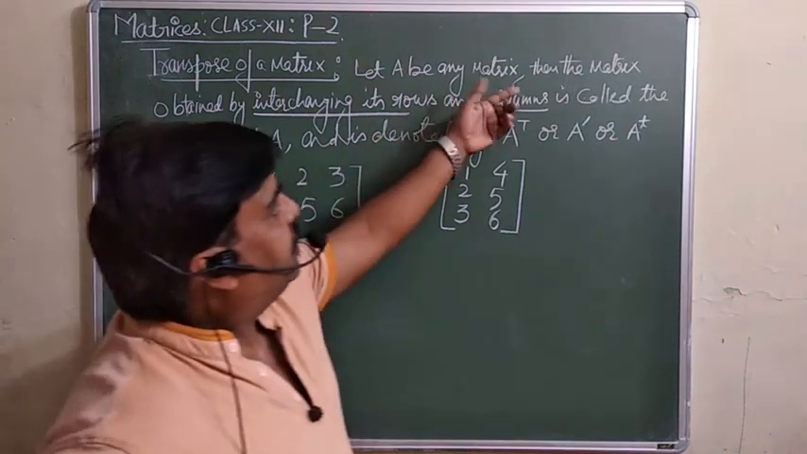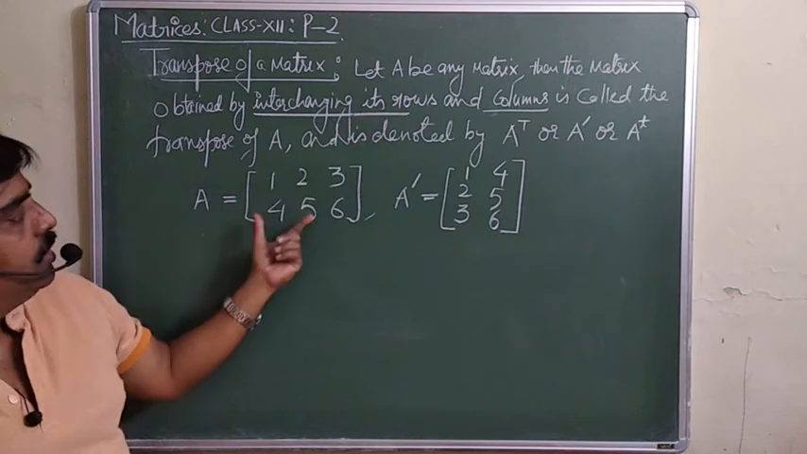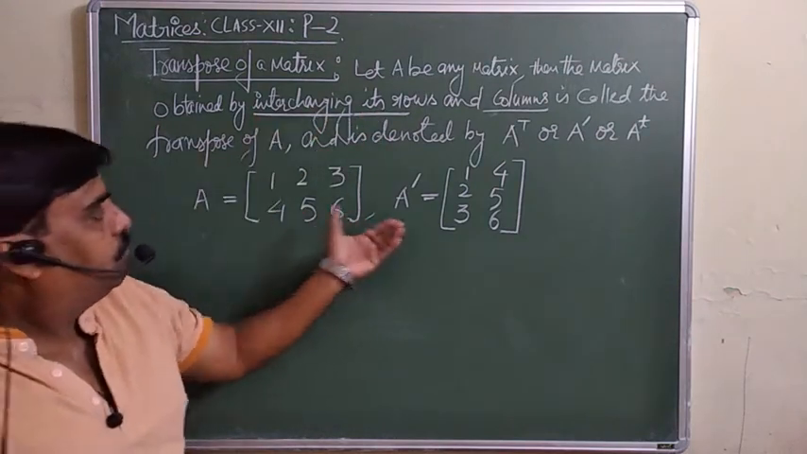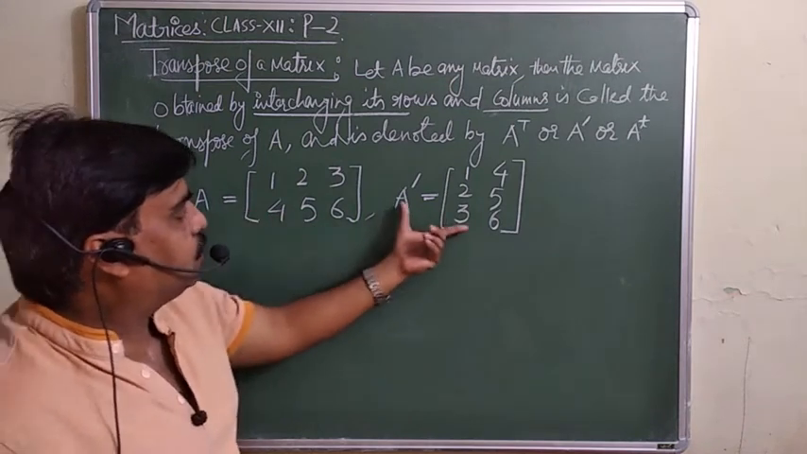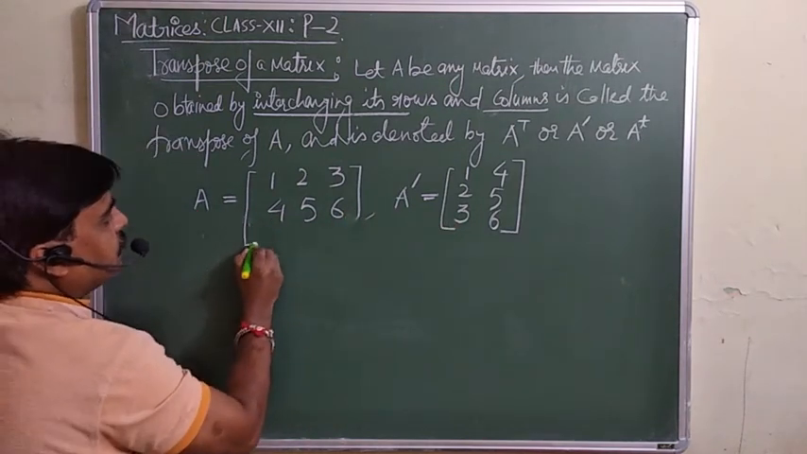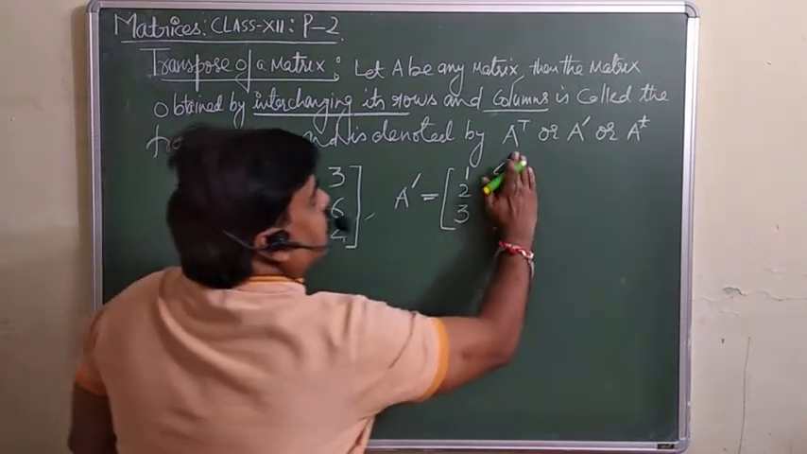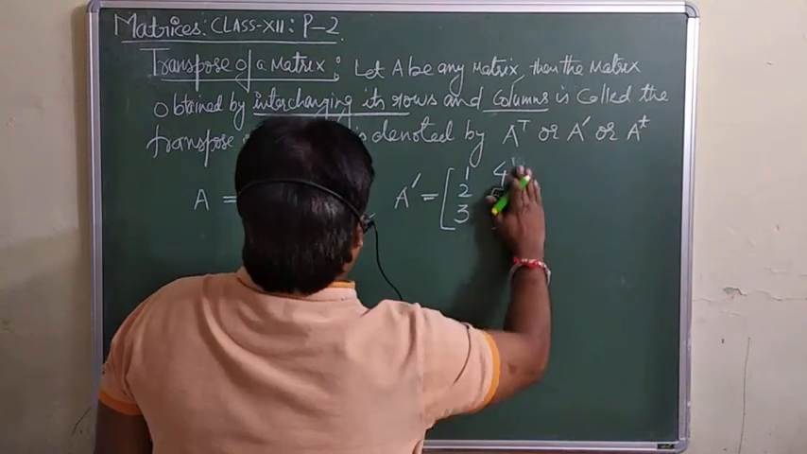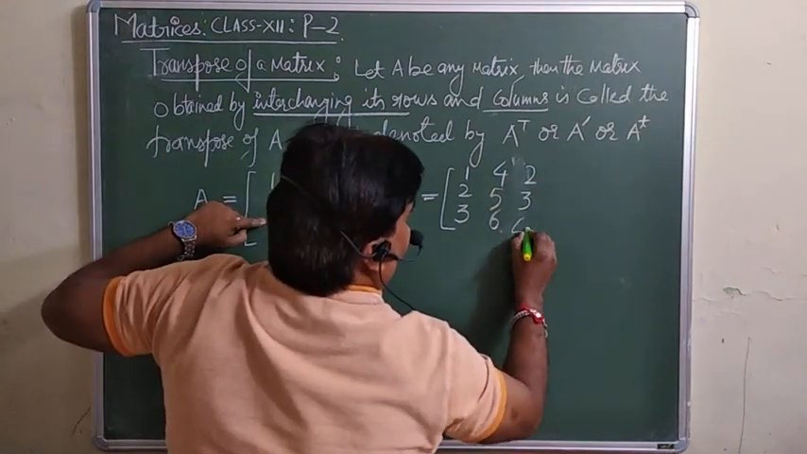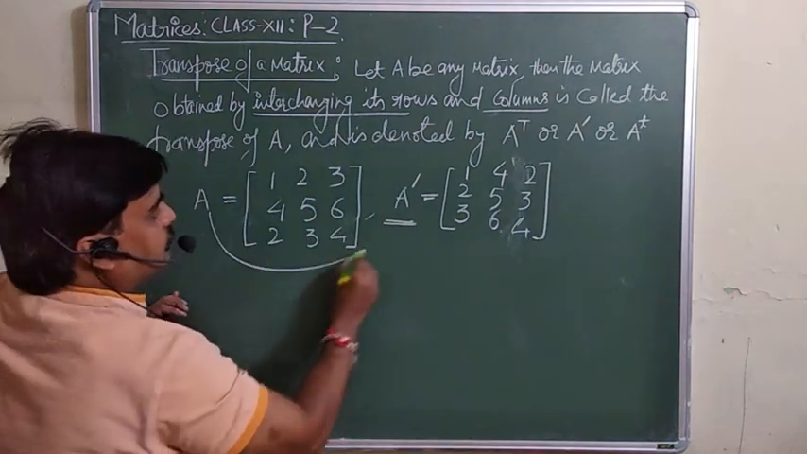So if A is any matrix and you change its rows and columns, you will get the transpose of it. You can also take a square matrix, with rows 1, 2 and 2, 3, 4. The transpose is formed in the same way. So this is the transpose of this matrix.